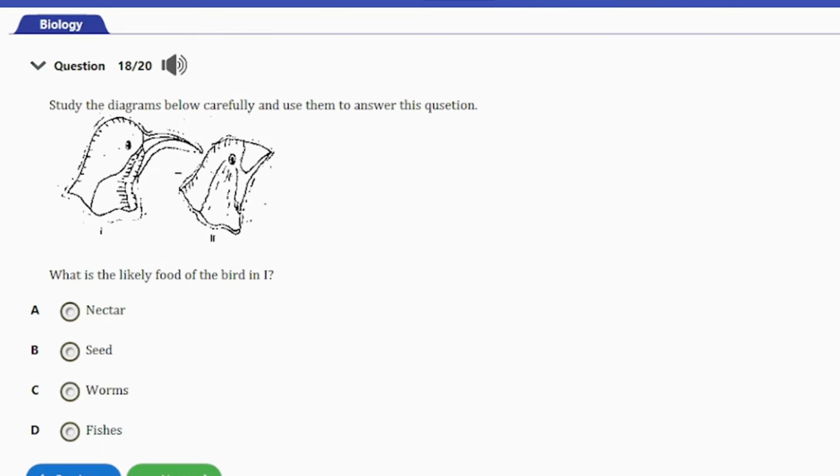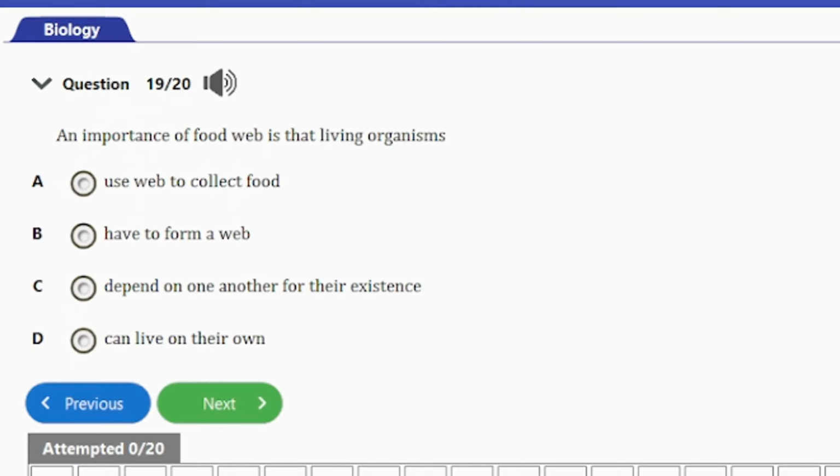So let's consider the next question. Question number 18. It says, study the diagram below carefully and use them to answer this question. What is the likely food of the bird in I? We have A, nectar, B, seed, C, worms, D, fishes. So guys, the answer to this question is option A, and that's nectar. The bird with a pointed beak is adapted for sucking nectar, and that's the answer to this question.